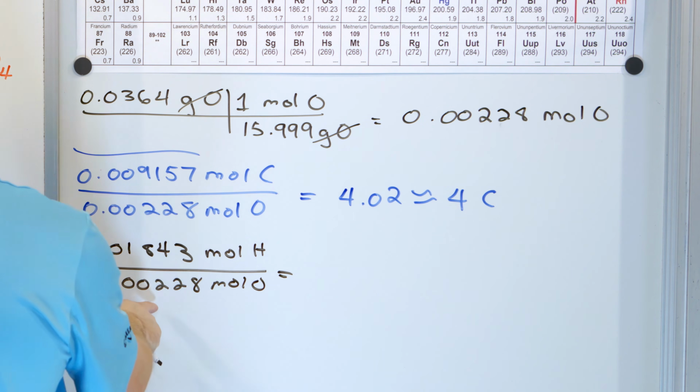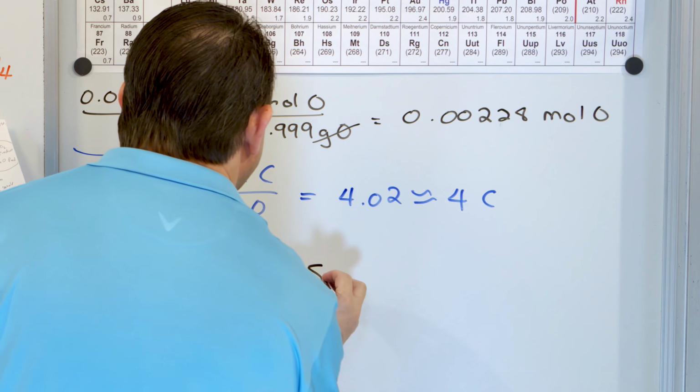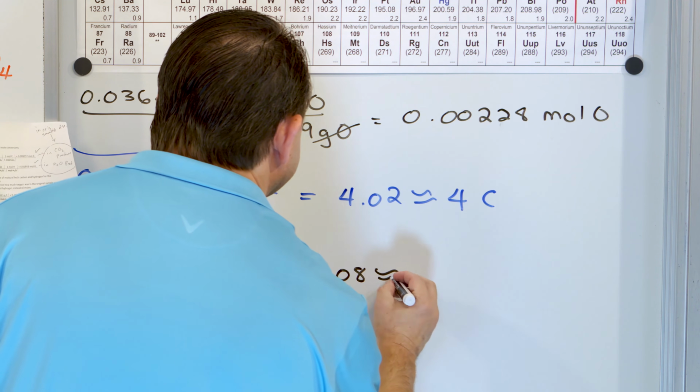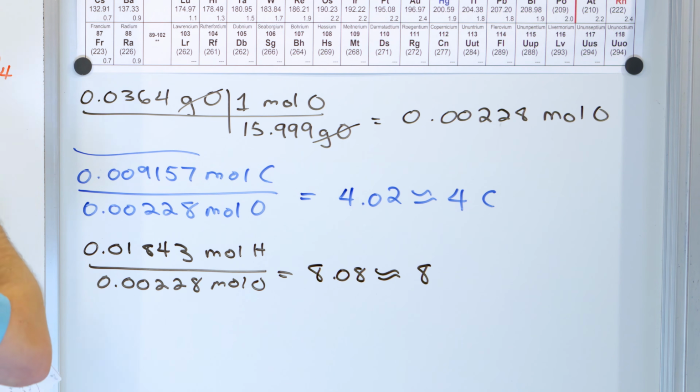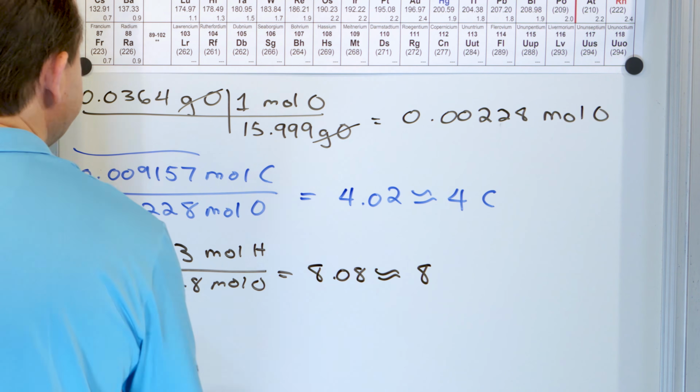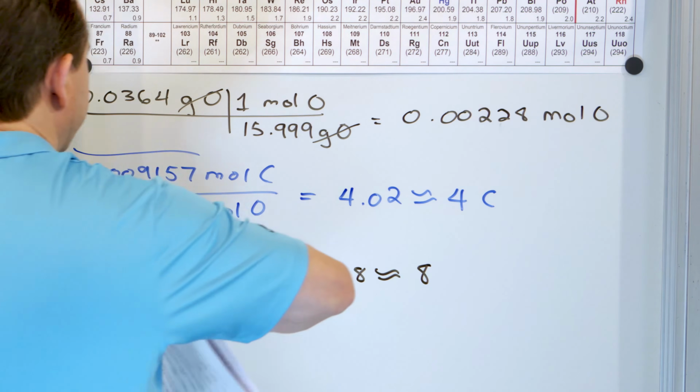When we take 0.01843 divided by 0.00228, we get 8.08, and that's close enough to 8 within experimental error. The reason we're getting these decimals is because it's experimental error. And then finally, we have the moles of oxygen we're going to divide by itself.